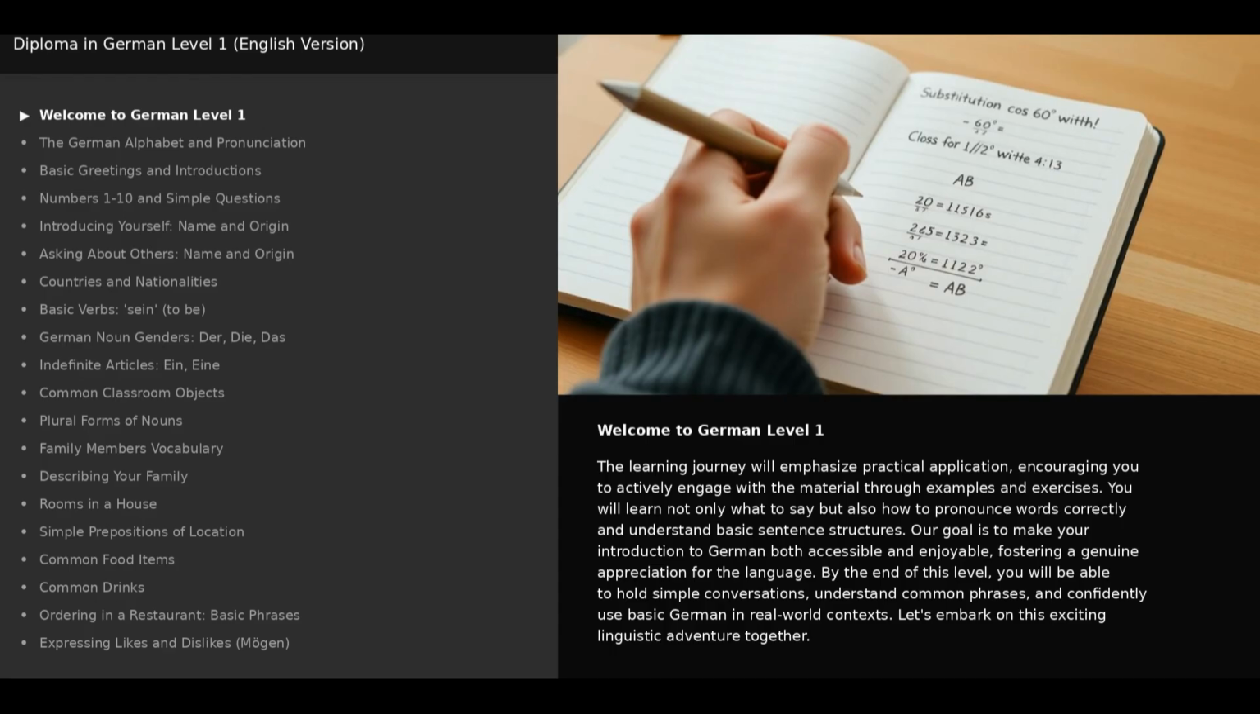By the end of this level, you will be able to hold simple conversations, understand common phrases, and confidently use basic German in real-world contexts. Let's embark on this exciting linguistic adventure together.